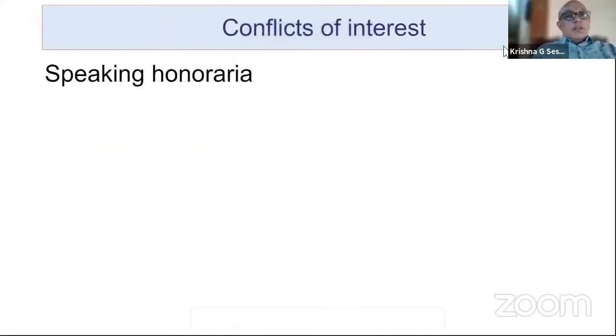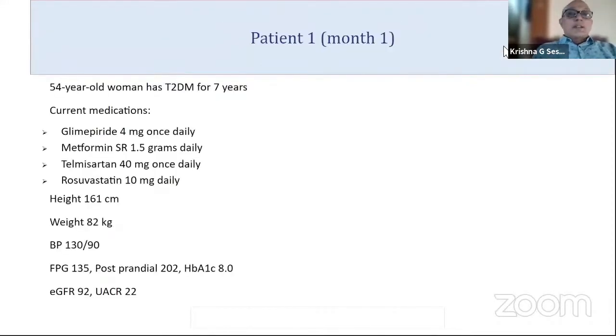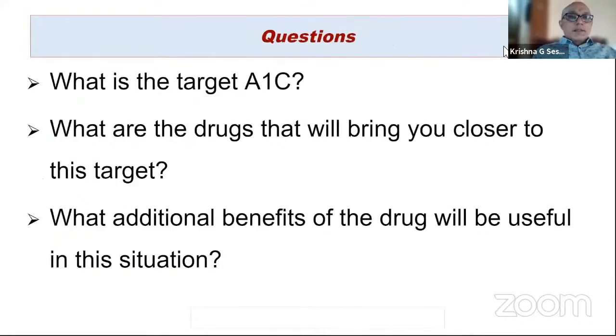So these are my conflicts of interest. I have speaking honoraria for most SGLT2 talks that I give. So let's look at this patient, a 54-year-old woman, type 2 diabetes, 7 years on multiple medications. Height is 161, weight is 82 kilograms. eGFR is 92, urine albumin creatinine ratio is 22, A1C is 8.